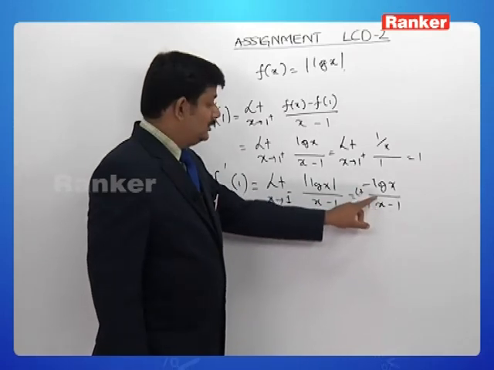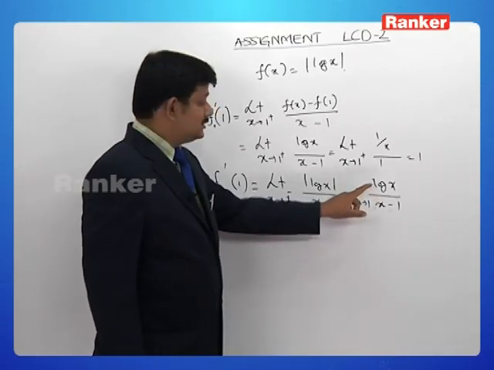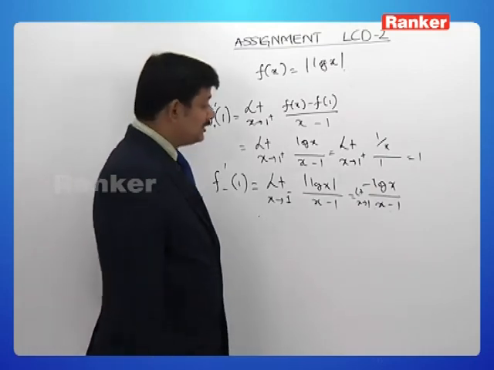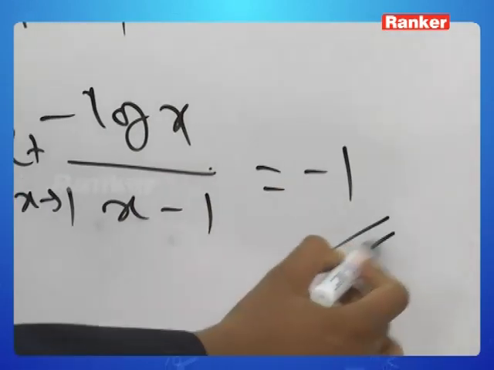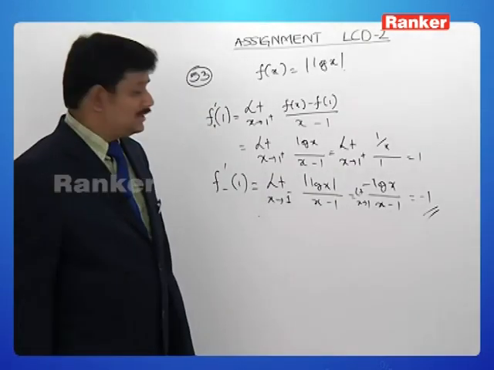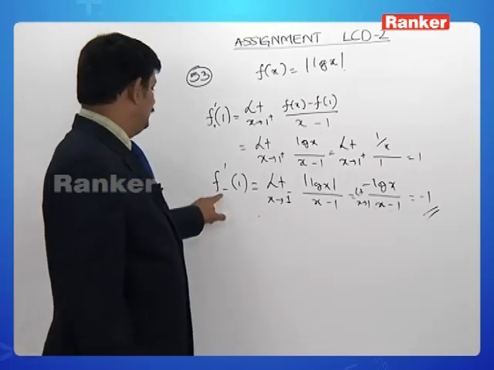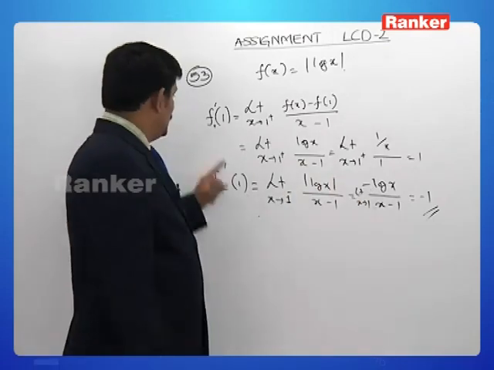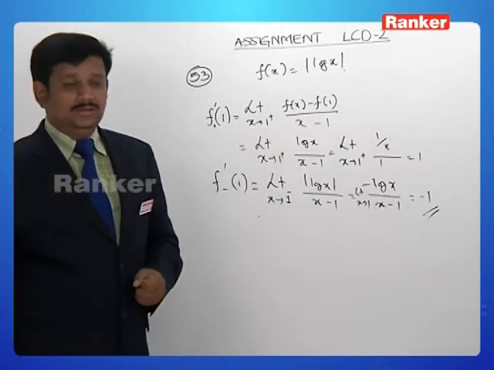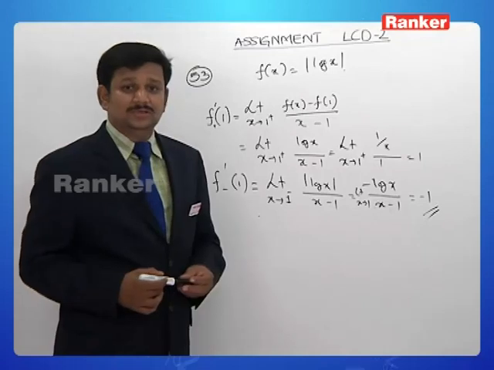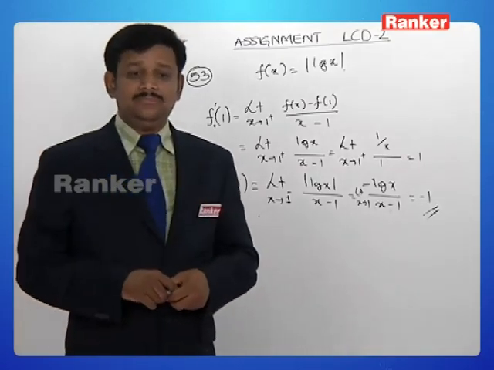Derivative of x is 1, derivative of log x is 1 by x. With a minus sign, we have minus 1 by x. So this limit would be minus 1. So we can see the function is not differentiable at 1. Left hand derivative is minus 1, right hand derivative is plus 1. These two being unequal, we can say function is not differentiable at 1.